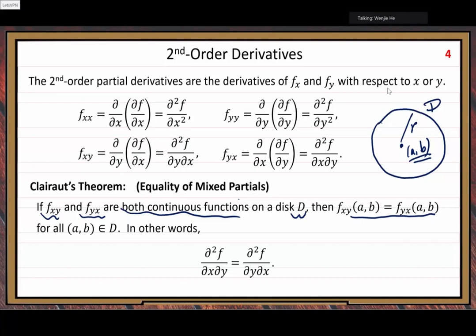So if it's continuous, because most of the time it's continuous. Our functions are pretty good most of the time, good enough. So you can apply this property, equality.